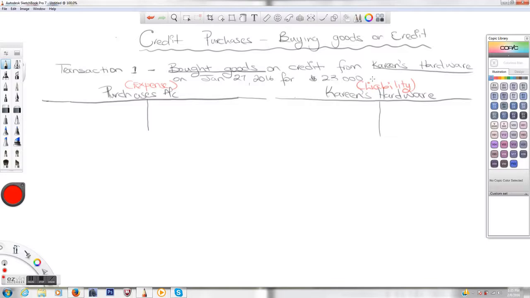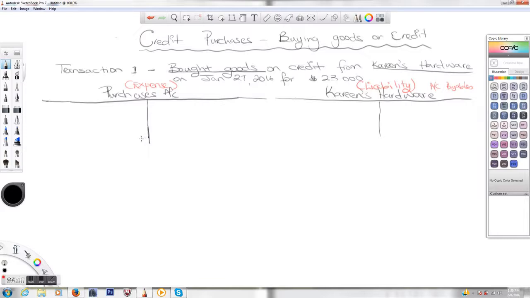Now, the liability, Kareen's Hardware, we're buying goods on credit. The business has an accounts payable, and accounts payable is a current liability. It doesn't really matter what kind of liability Kareen's Hardware is, but we just need to be able to identify that this is a liability because we're now going to owe this entity money, and whenever the business owes money, it's a liability. And we need to identify that so we can now apply the double entry rule that's relating to liability.